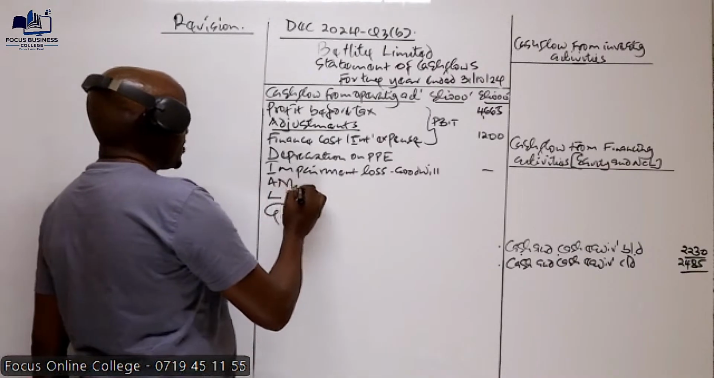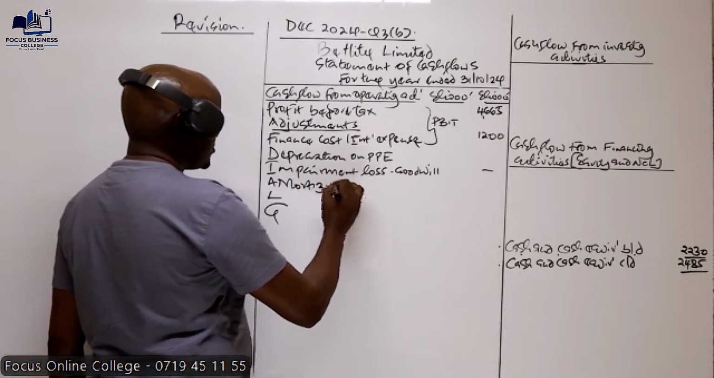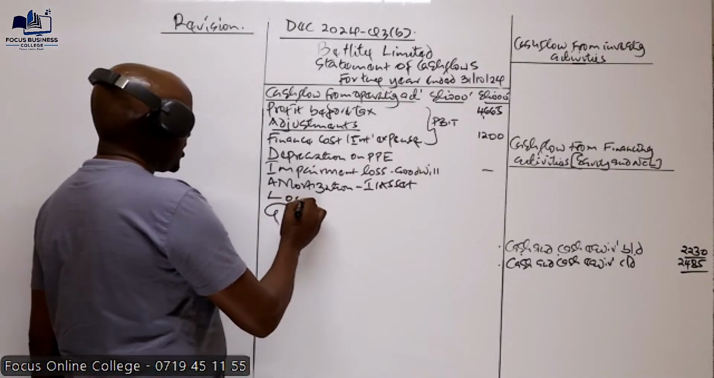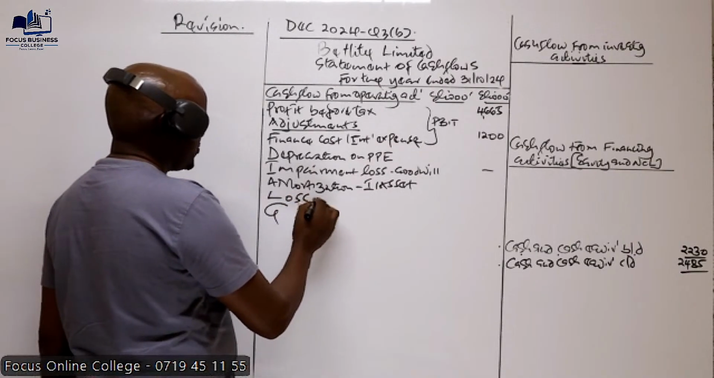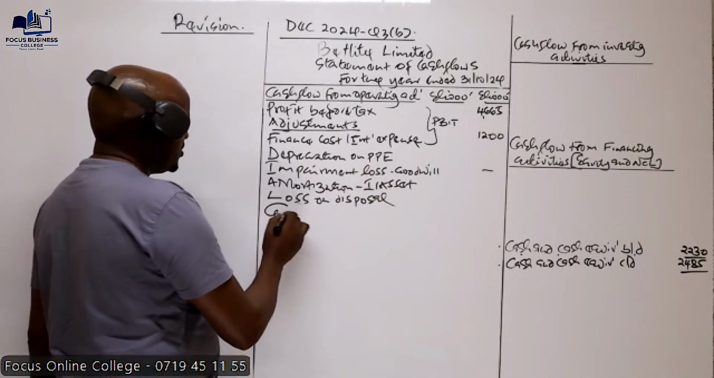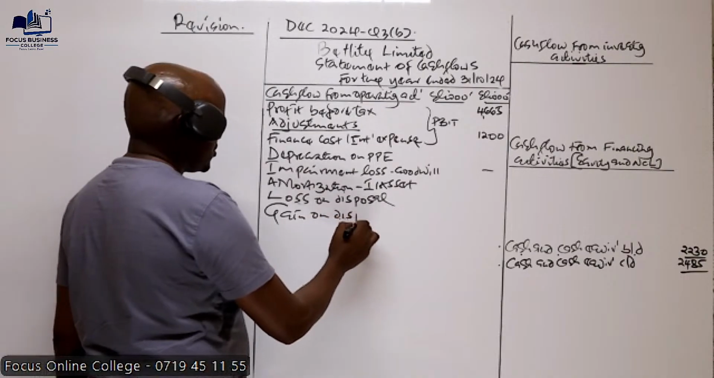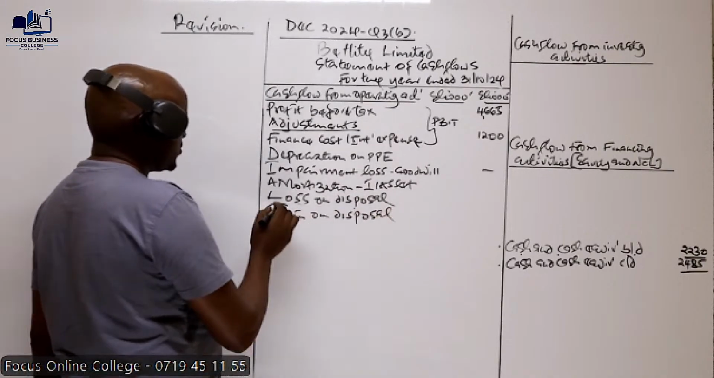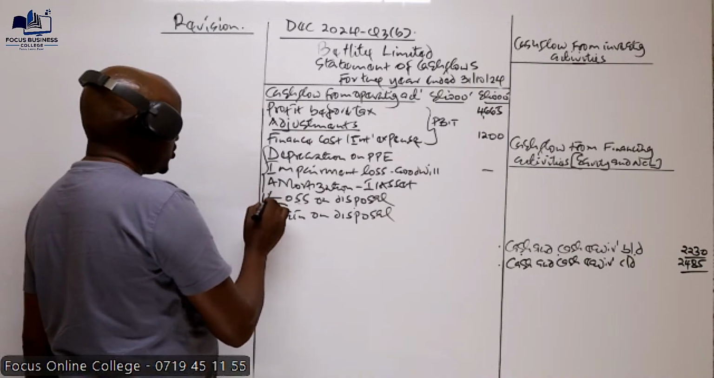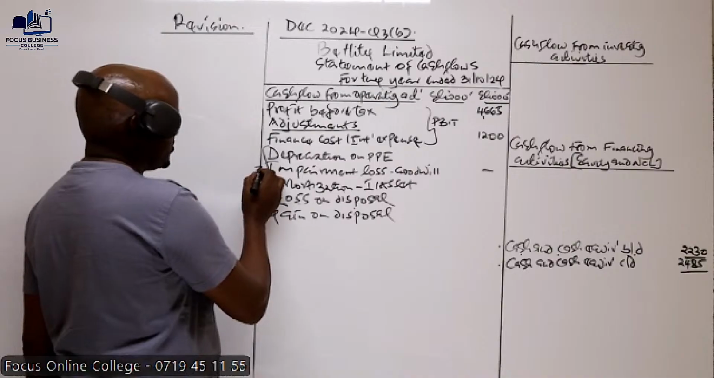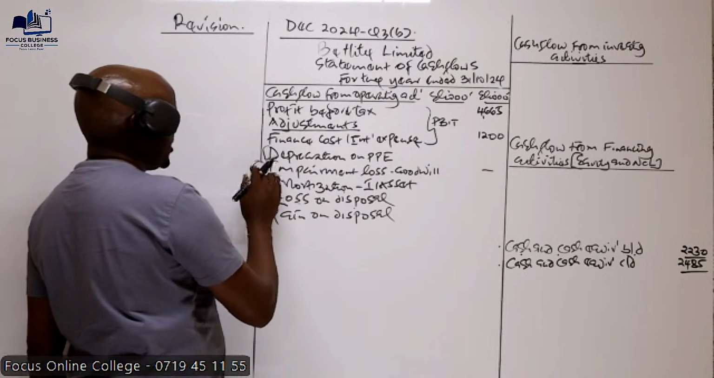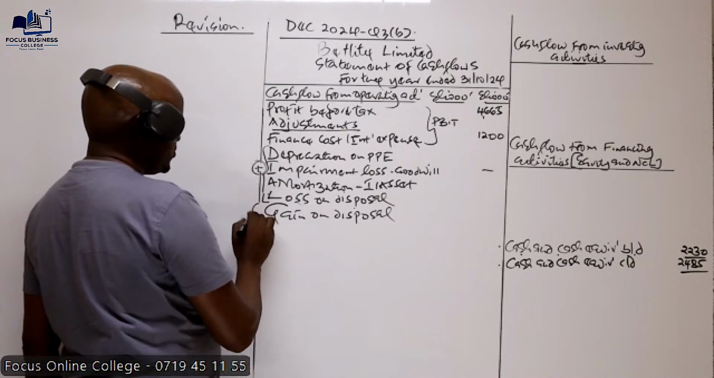Then A stands for amortization of intangible assets. We will see whether we have the same. Then this one stands for loss on disposal. Were there some assets which were disposed during the current year? Were they disposed at a loss? Then G stands for gain on disposal. So we said these first 4 items, the depreciation, amortization, impairment loss, and the loss on disposal, should be added to our profit, whereas the gain should be deducted.